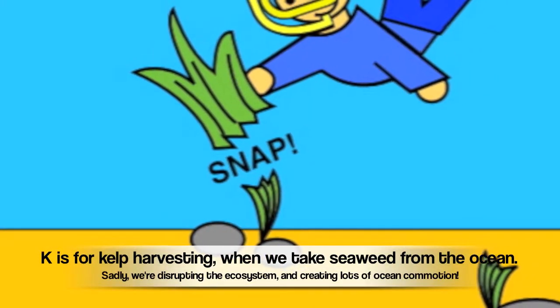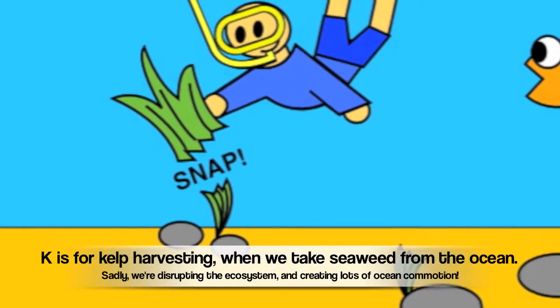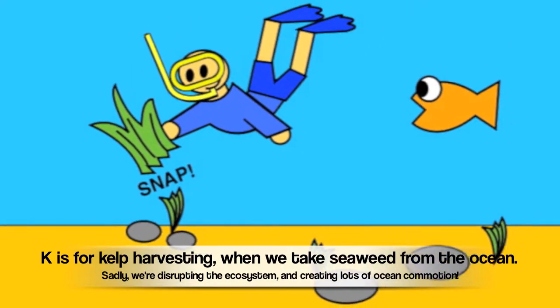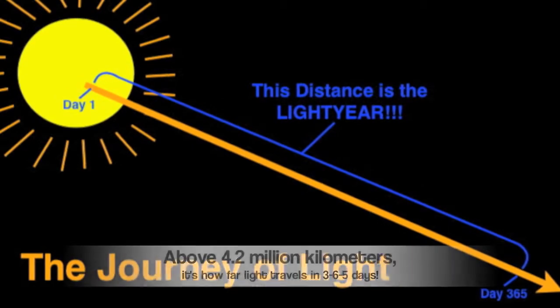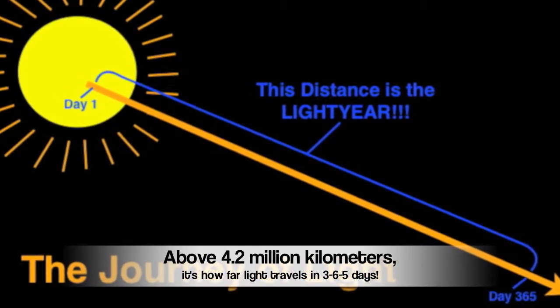K is for kelp harvesting, when we take seaweed from the ocean. Sadly, we're disrupting the ecosystem and creating lots of ocean commotion. L is for the light year, which we use to measure distances in space. About 4.2 million kilometers is how far light travels in 365 days.